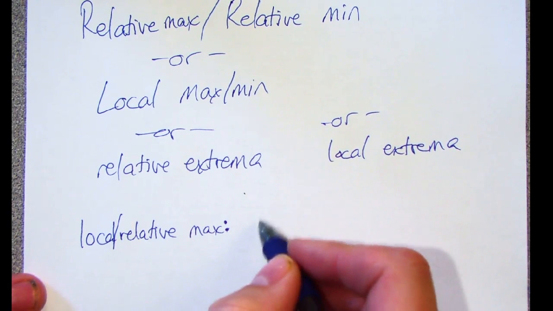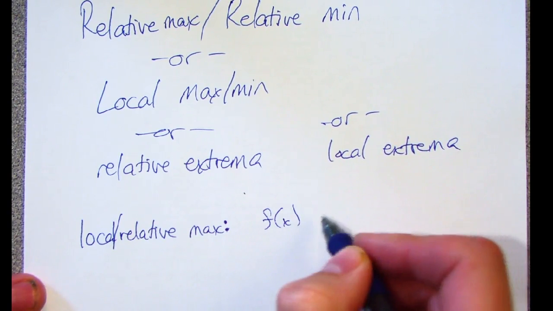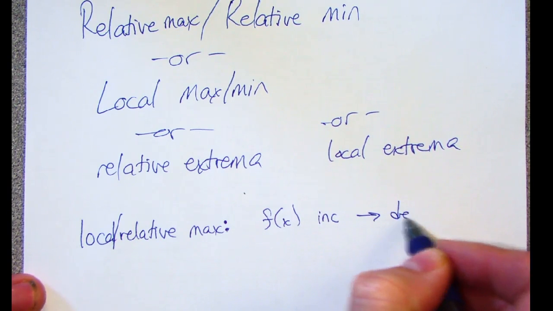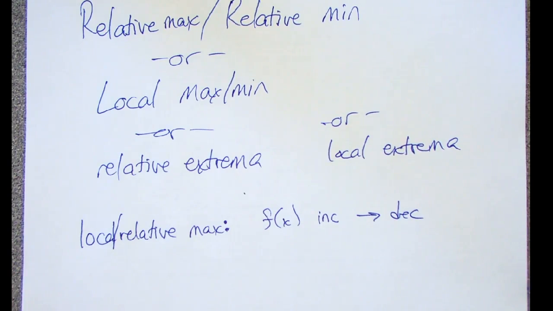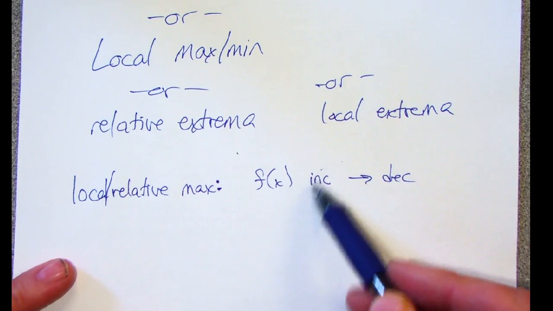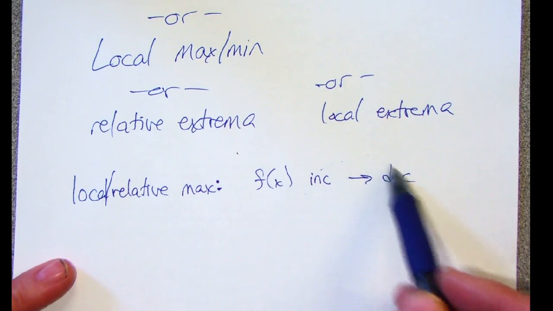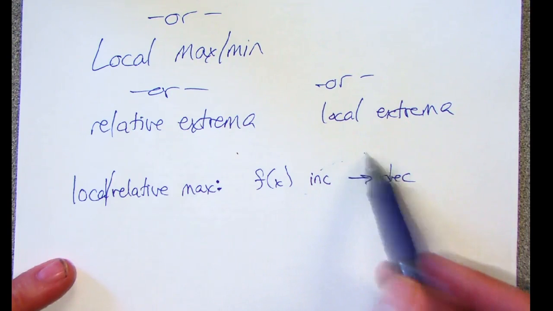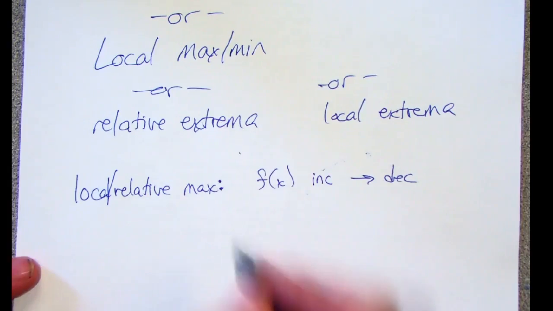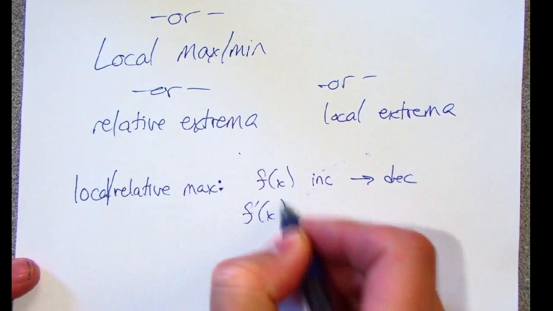happens when f prime of x switches from increasing to decreasing. So if you think about what that would look like, f of x is increasing, it means the original graph is going up, then it starts going down. If it goes from up to down, you're going to have the top of a hill, and that's your relative max. Also think about what the derivative is doing at that spot.